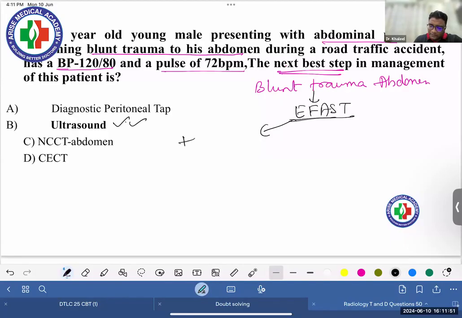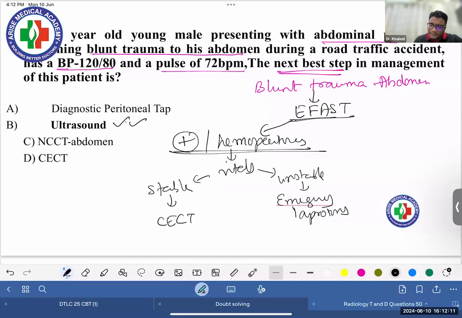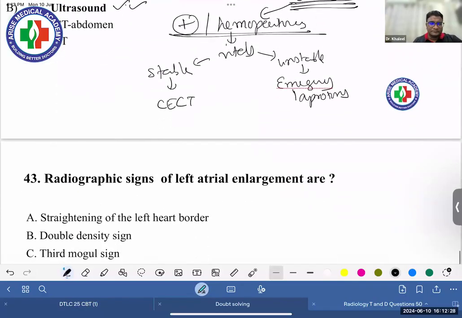If the FAST is positive, that there is hemoperitoneum, you look at the vitals. If vitals are stable, go for CECT. If vitals are unstable, go for emergency laparotomy. So this is all done only after FAST is positive. Please remember the first investigation that you need to do, whether the patient is stable or unstable. He did not mention anything about ultrasound or FAST. He's asking what is the next best step in the management. It has to be EFAST. So this is ultrasound. Are we clear with this?